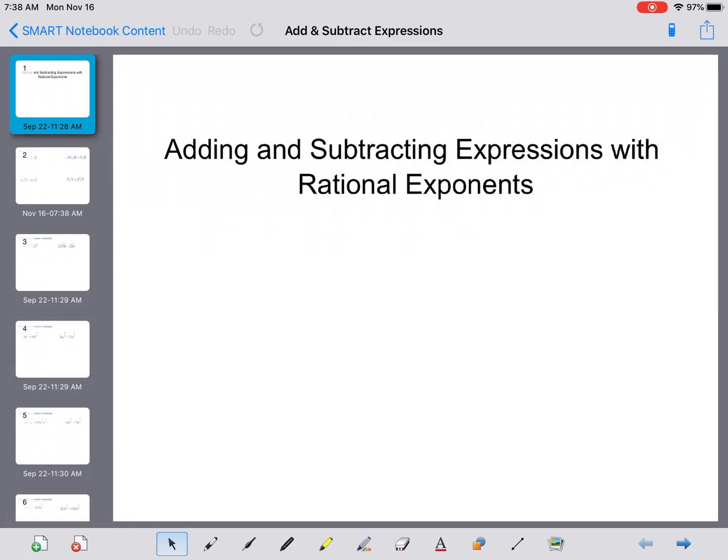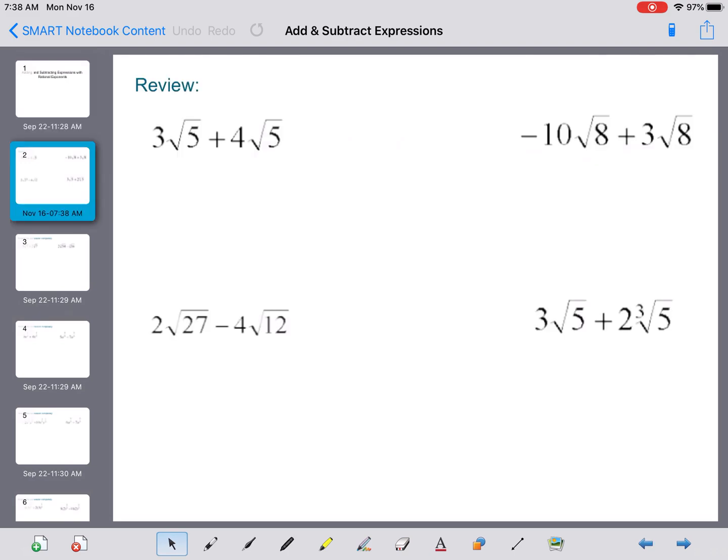Hello, today we're going to be talking about adding and subtracting expressions with rational exponents, and also that includes radicals that are not just a regular square root. So first let's talk about a few that are just regular square roots.